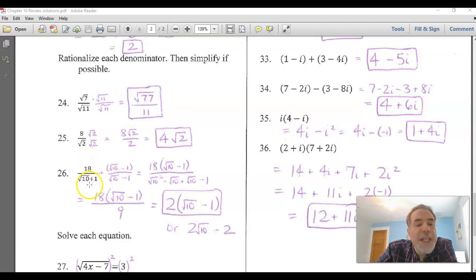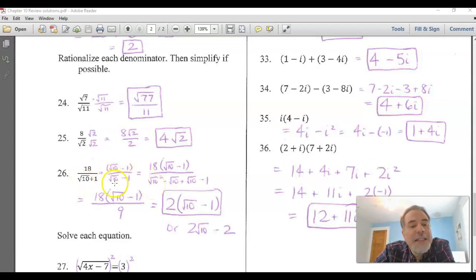18 over the square root of 10 plus 1. So remember the trick to rationalizing a denominator like this, where there's more than one term. We have to multiply by what's almost the same, but with a different sign in the middle. In this case, since this has a plus, we need ours to have a minus. We're taking the square root of 10 plus 1, and we're multiplying it by the square root of 10 minus 1. Because when we multiply that out, we get the square root of 10 squared, which is just 10.